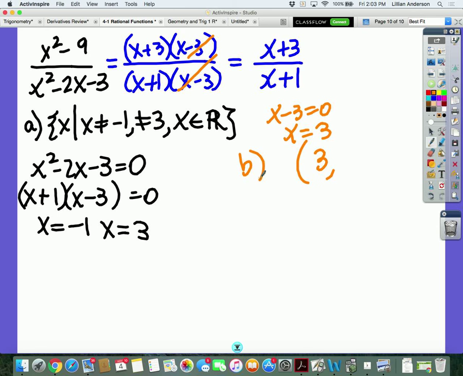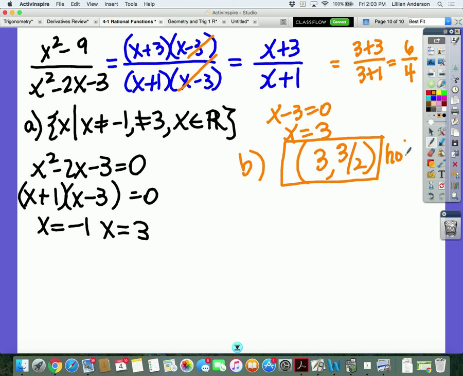How do you find the y coordinate? Plug it into the simplified version. So that's 3 plus 3 over 3 plus 1. 3 plus 3 is? 3 plus 1 is? So you can say 6 over 4 or 3 over 2. There's your hole. The black is your domain. Now you use the simplified version to find everything else because the simplified version is taking care of the hole. You've already taken care of the domain. It makes things a little bit easier.